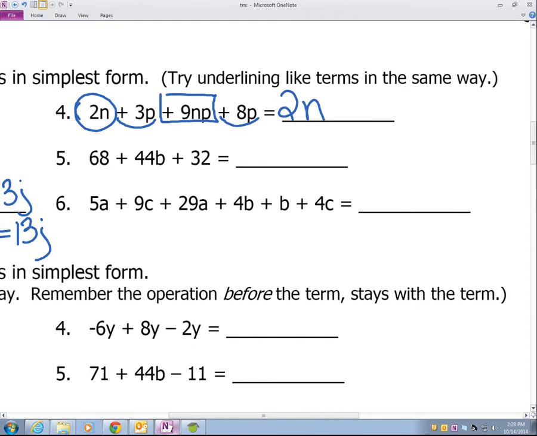Then we have 3p. Is there any like term with 3p? Okay? Yes. 8p. Exactly. So we have 3p plus 8p, which equals what? 11p. Now, is that going to be positive or negative? Positive. Thank you. Plus 11p.